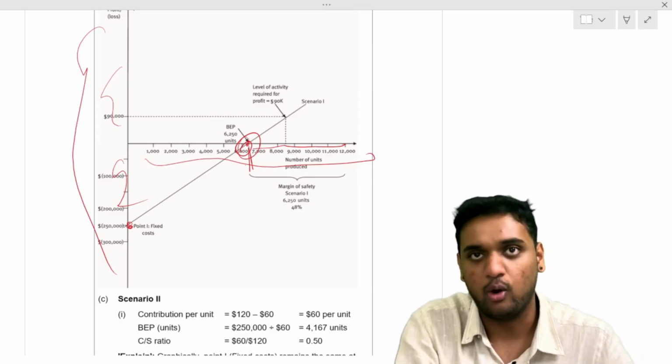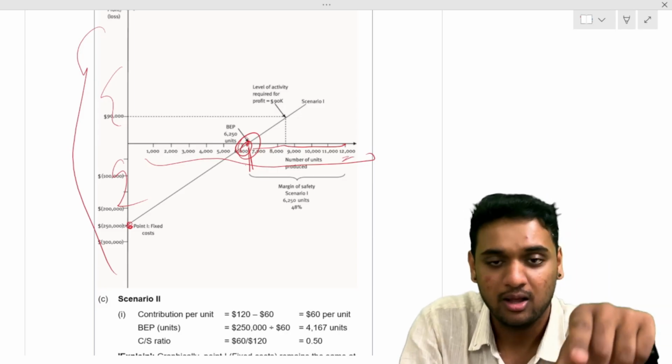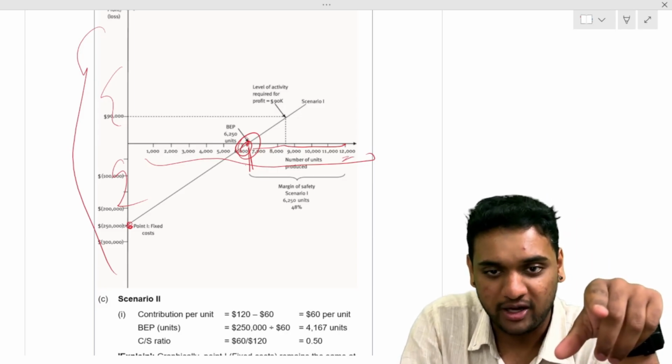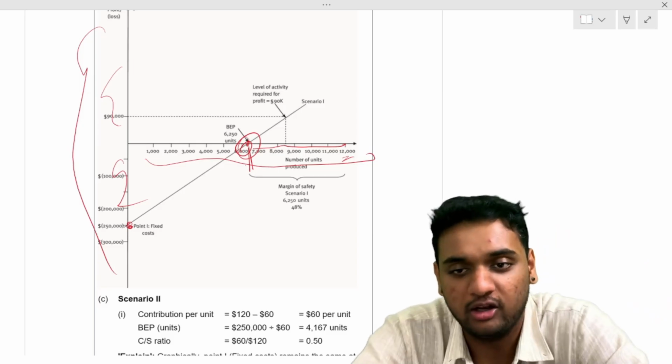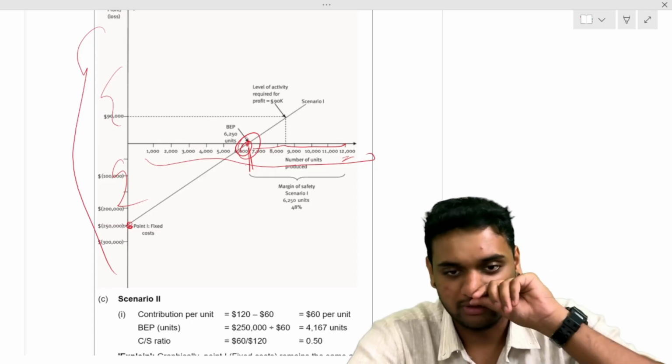Now all of you answer. Don't see the book. Total number of units given here is 12,000. Break-even point given here is 6250. What will be our margin of safety? 5750 units will be our margin of safety.